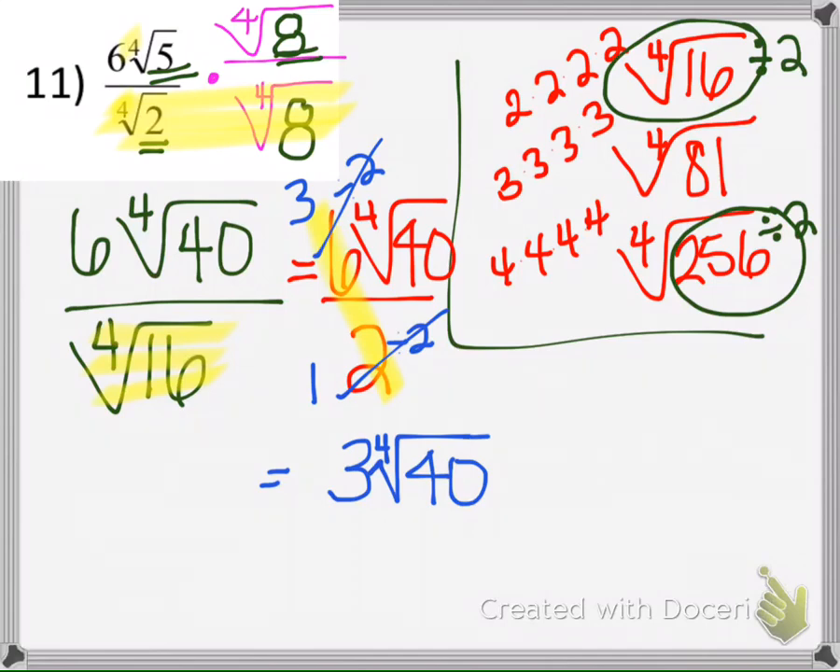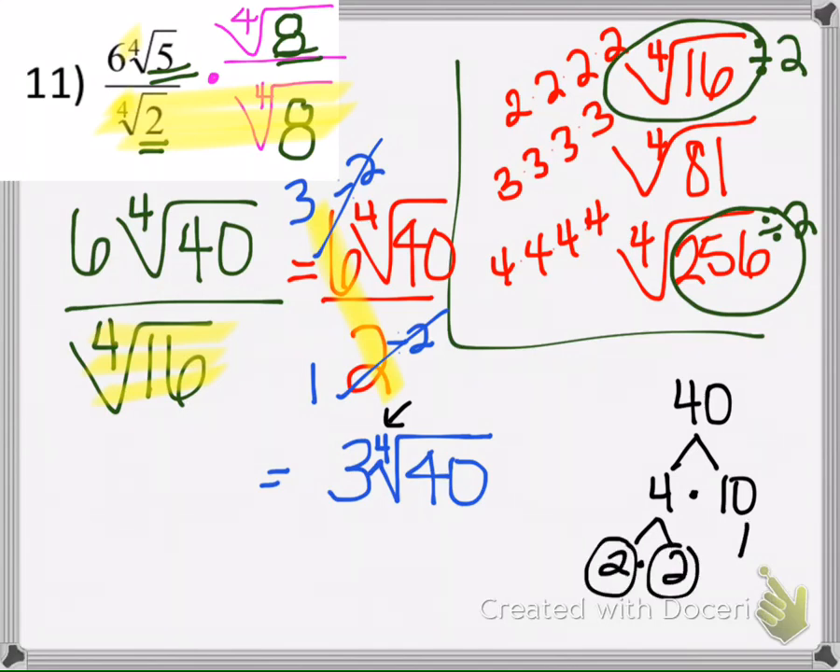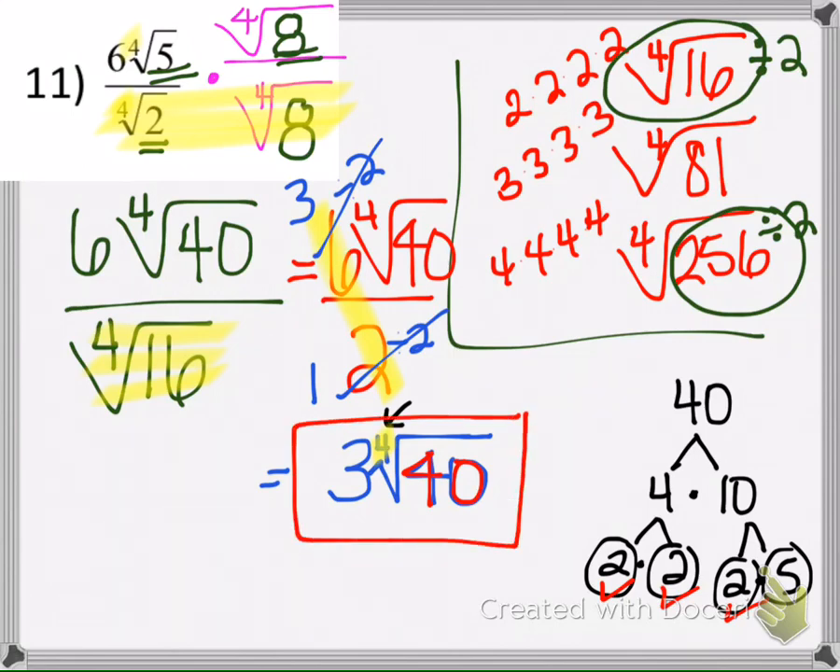And before I say I'm done, I just got to make sure that this 40 can't be simplified. So because this index is high, I'm going to make a factor tree instead of using method 1. So I have made the factor tree, and because this index here is 4, I'm looking for a group of 4. 1, 2, 3, not enough. So this is it. Cannot simplify that further. So our answer is 3 times the 4th root of 40.